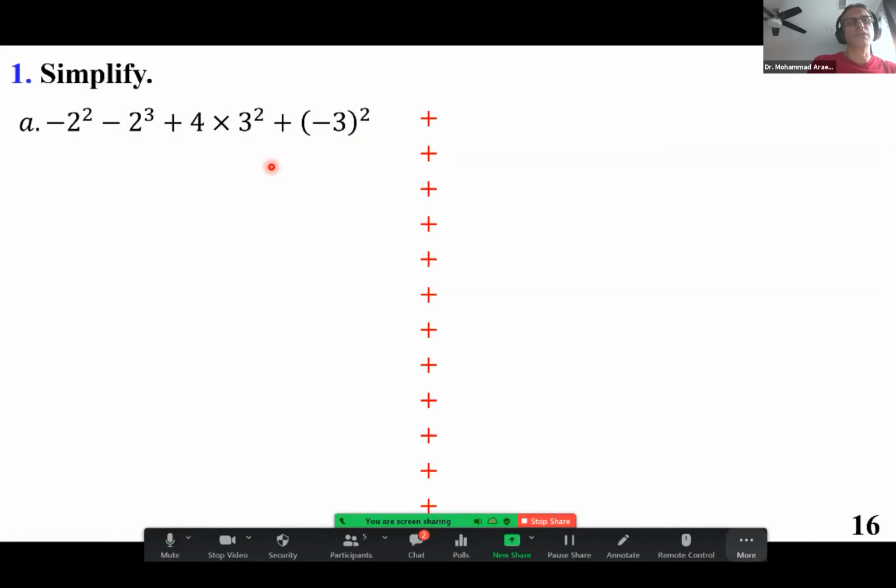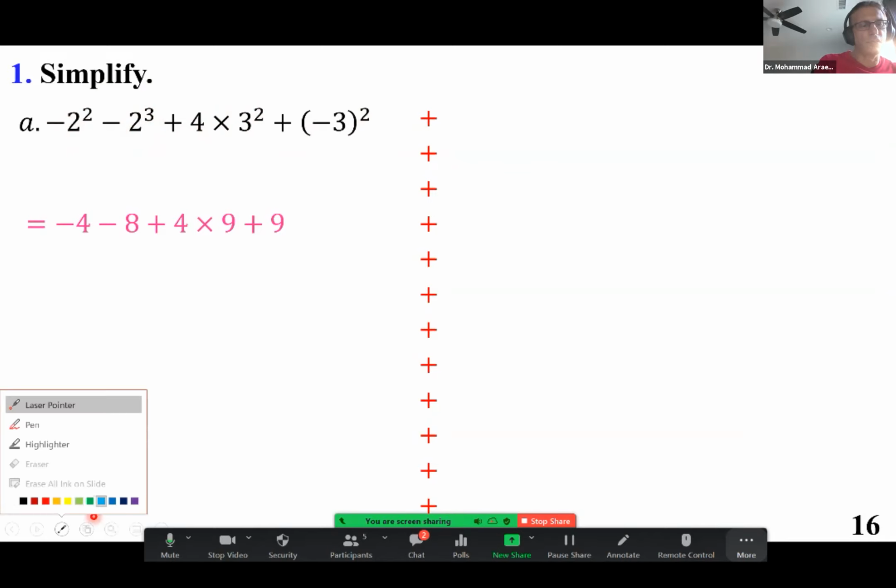We do this, it becomes 9. We do this, it becomes 9 times 4. We do this, it becomes 8, don't forget the negative remains. We do this, it becomes 4, the negative remains because it's not negative 2 quantity squared. So I want to make sure everybody understands what's happening here.